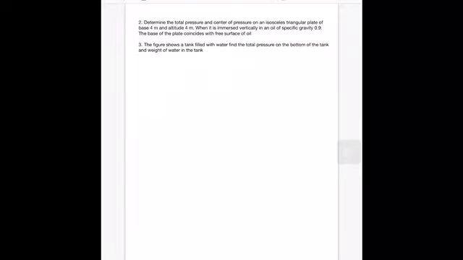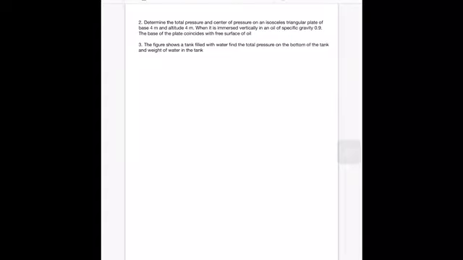And the surface is in the shape of an isosceles triangle. Now you all may be familiar with isosceles triangle. Isosceles triangle means two sides will be similar in dimension as well as angle. So the two sides of the triangle will be similar. So the dimensions are base 4 meter and altitude 4 meter. Now the triangle is immersed vertically.